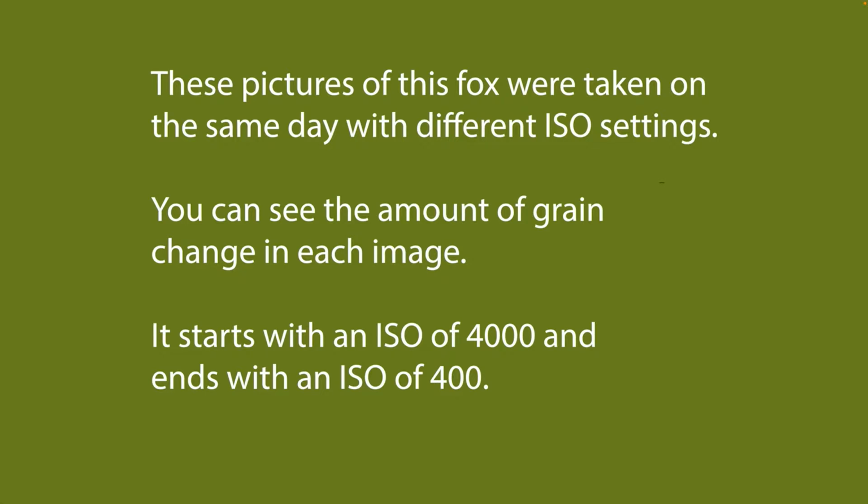These pictures you're going to see are of the same fox taken on the same day, but with different ISO settings. You're going to be able to see the grain change in each image. I start out with an ISO of 4000 and we end with an ISO of 400.